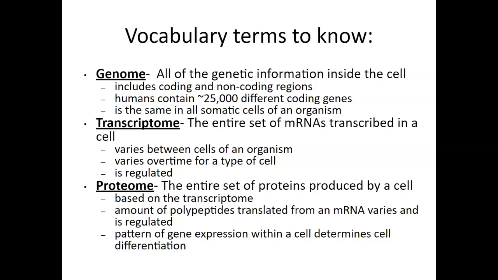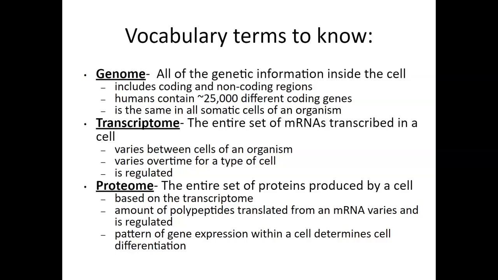The proteome is all the proteins that are being produced by a cell. And this, of course, is based on the transcriptome since mRNA is used to create the protein chain. How much of each protein you make and the types of proteins that you make is not only varying from cell to cell, but also through the lifetime of the organism, and this too will be regulated. So we'll talk about ways to regulate both transcription and translation today.